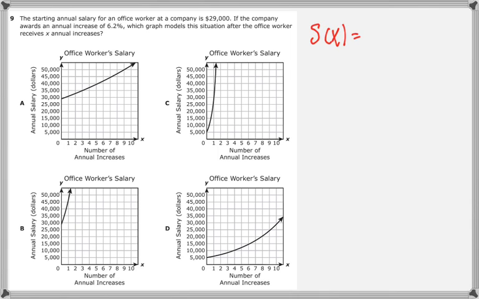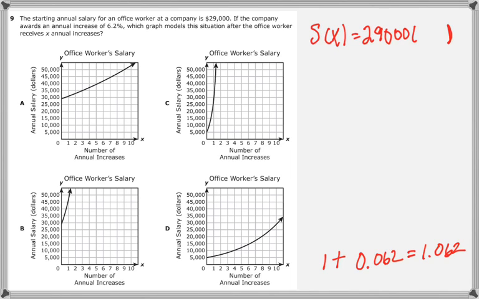So the first part of the exponential function is going to be your initial or starting value. Okay, so we're starting at 29,000. And then our next factor is going to be the exponential growth factor. So what we have here is an increase of 6.2%. So what we want to do is take 1 plus 0.062 and add that together. That's going to be the base of our growth factor. So that gives us 1.062.